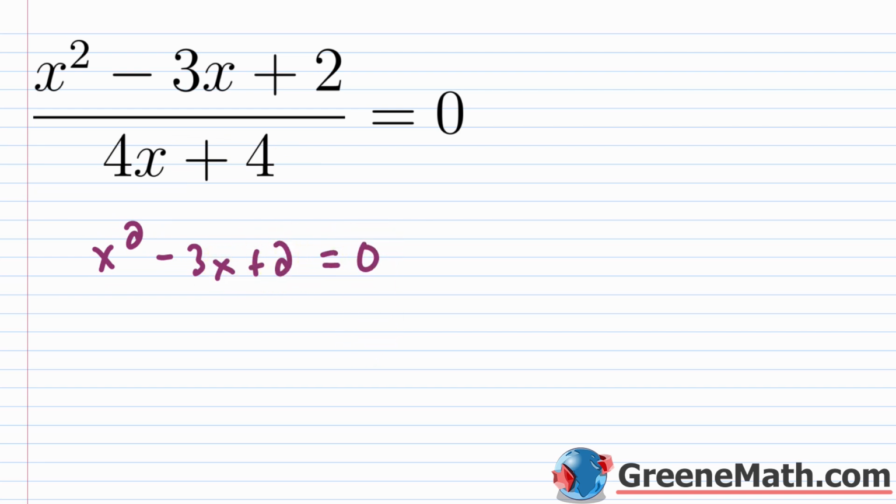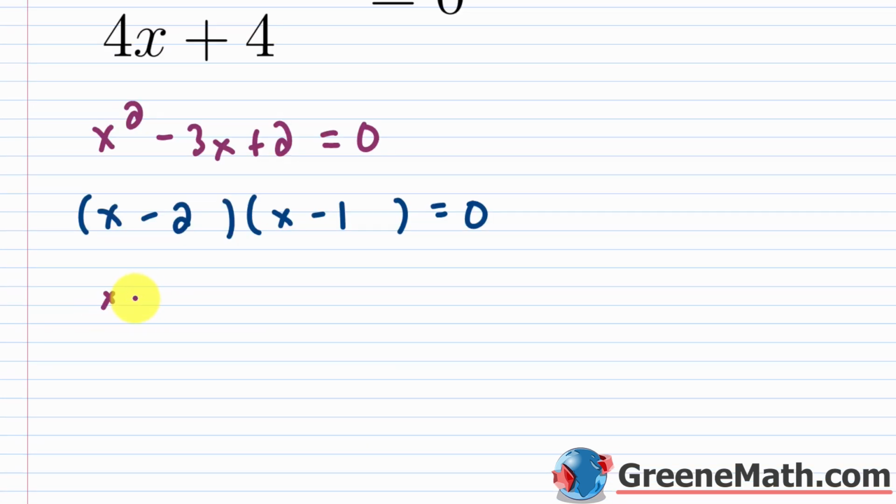And so this can be solved using factoring. So if we think about two integers whose sum is -3 and whose product is +2, well, that would be -2 and -1. So you get x minus 2, that quantity, times the quantity x minus 1. And of course, this is set equal to 0. And so to solve this, you just use your zero product property. So you're going to say that x minus 2 is equal to 0, or x minus 1 is equal to 0.